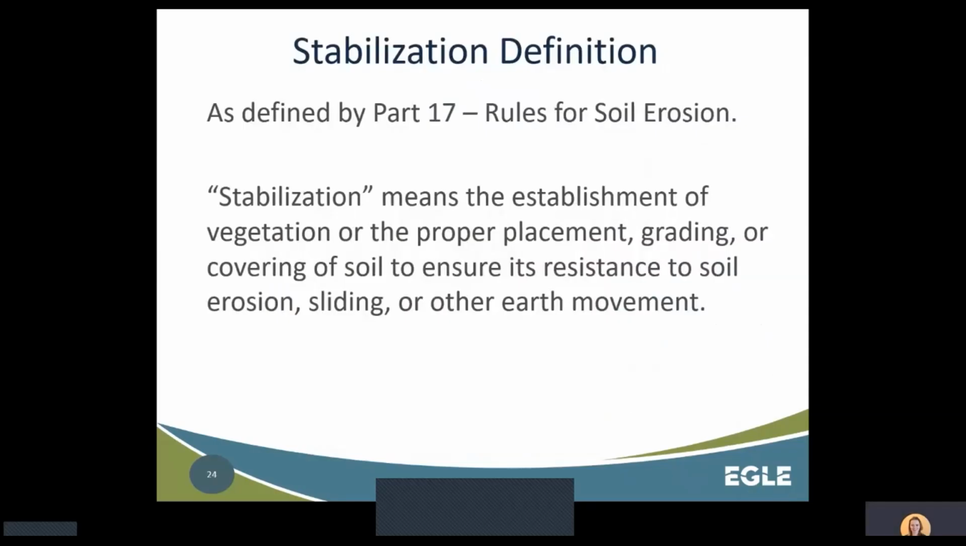So how do we know when a site is stabilized? As defined by the Part 17 rules, stabilization means the establishment of vegetation or the proper placement, grading, or covering of soil to ensure its resistance to soil erosion, sliding, or other earth movement.